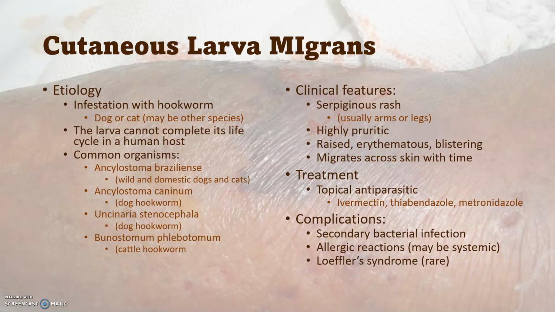So you get this serpiginous rash, and if you go back to the picture, you realize it looks like a little worm crawling under your skin. It migrates across the skin with time, and it is highly pruritic because this is a serious antigen under the skin.